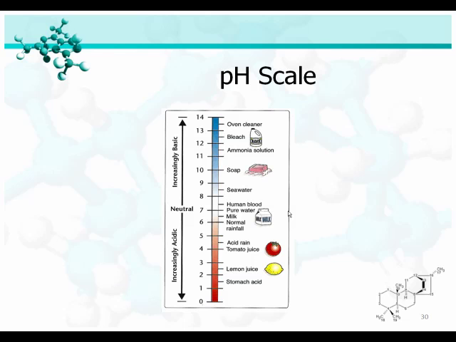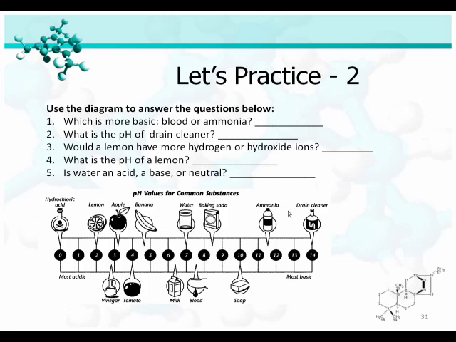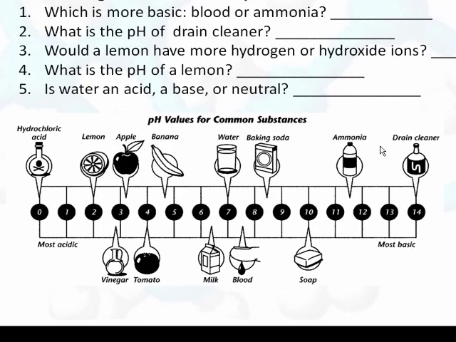So here's our activity. Let's practice. Let's take a moment to look at the pH scale and answer these questions. Which is more basic, blood or ammonia? What is the pH of drain cleaner? Will a lemon have more hydrogen or hydroxide ions? What is the pH of a lemon? Is water an acid, a base, or neutral? So let's take a moment to use the scale to answer these questions.